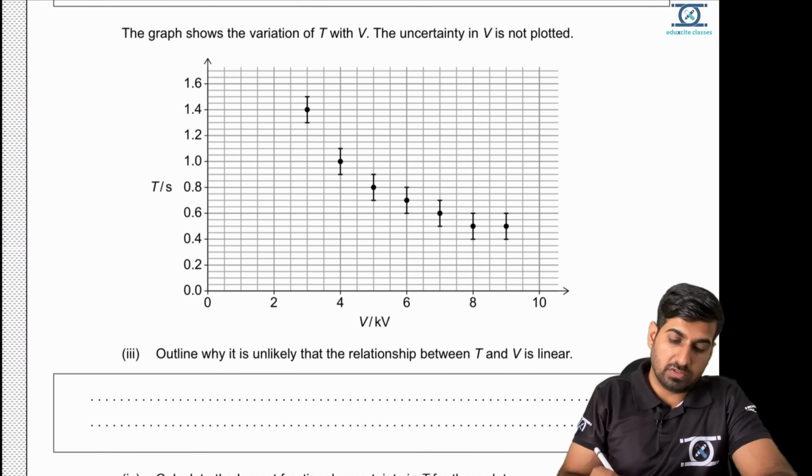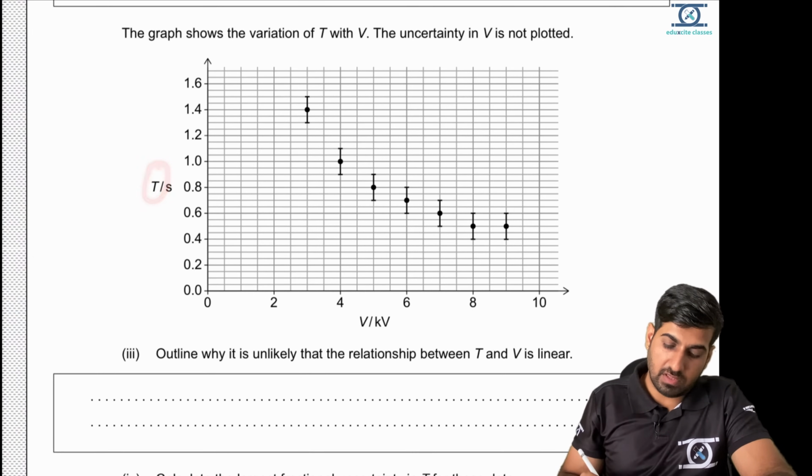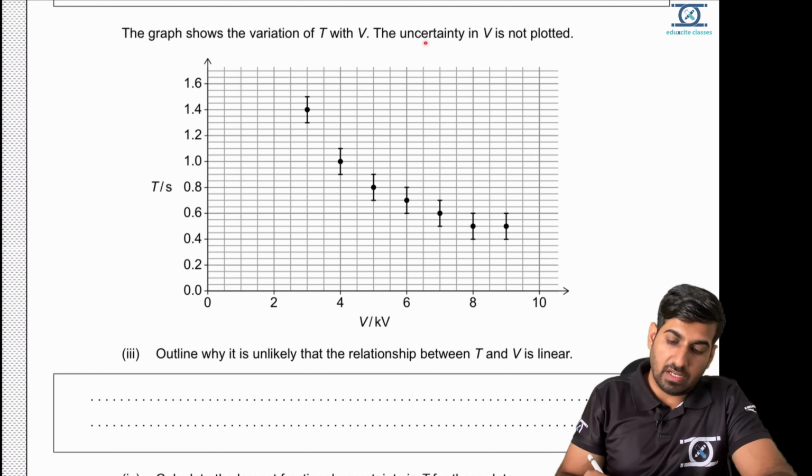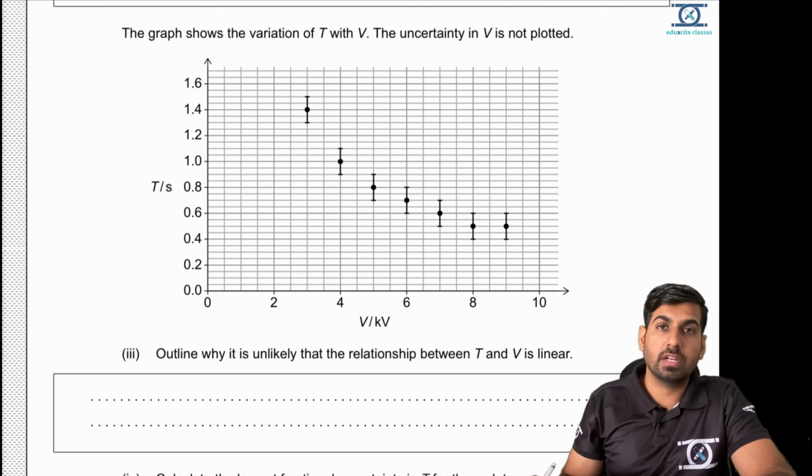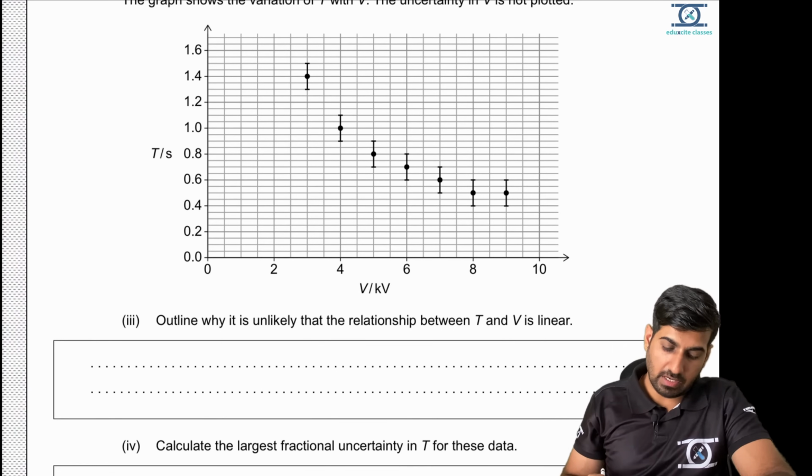Now the graph shows the time t in seconds against the voltage in kilovolt. The uncertainty in V is not plotted, only the uncertainty in t is given in the graph. Outline why it is unlikely that the relationship between t and V is linear.